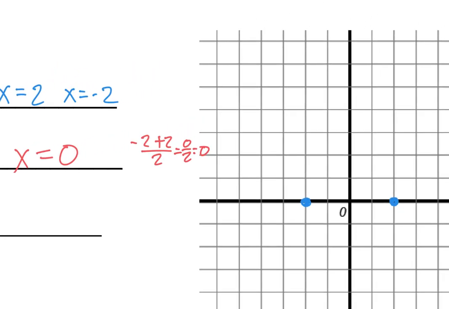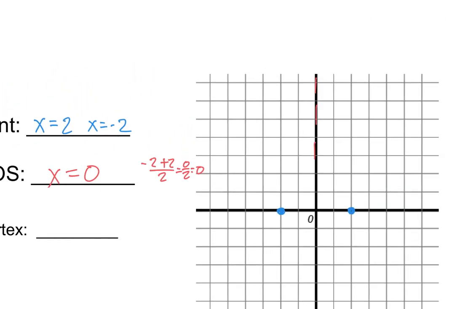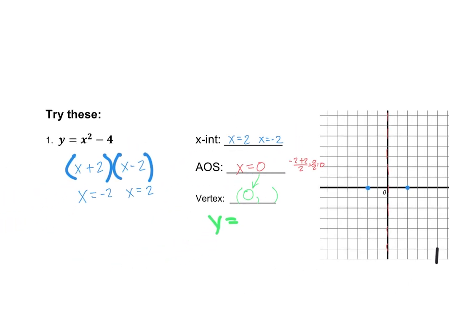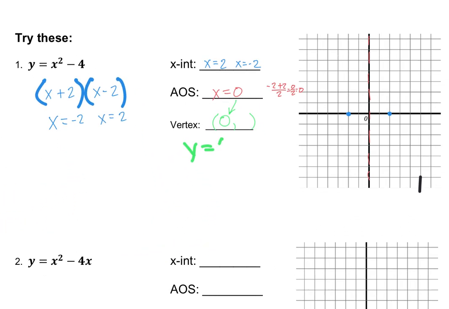So let's put that on our graph. It's just that it goes right between those 2 x-intercepts. So we have our AOS. Now our vertex. Let's go ahead and get the vertex here. We know our x is 0, right? So let's plug in 0 into that equation. Y equals, again, there it is, right there. Y equals 0 squared minus 4. So y equals negative 4. So let's go to our graph here and put on (0, negative 4).